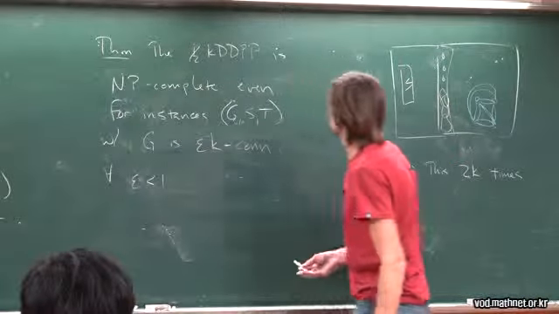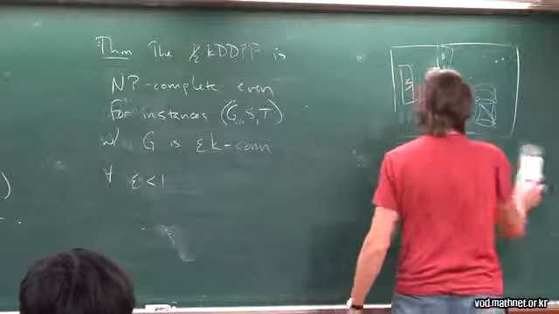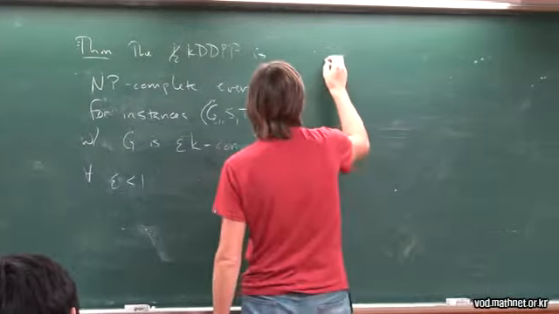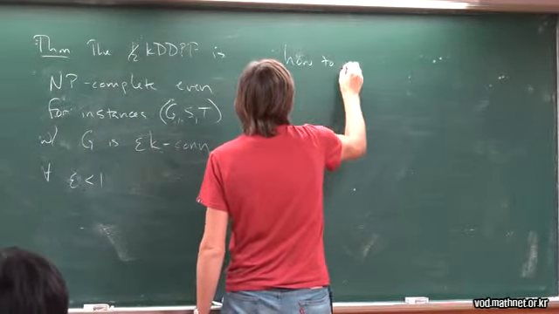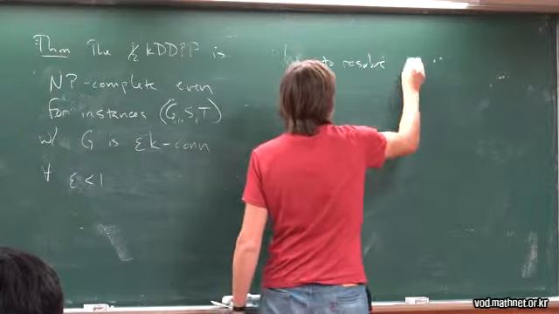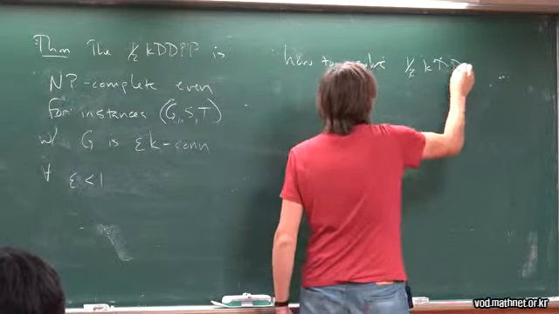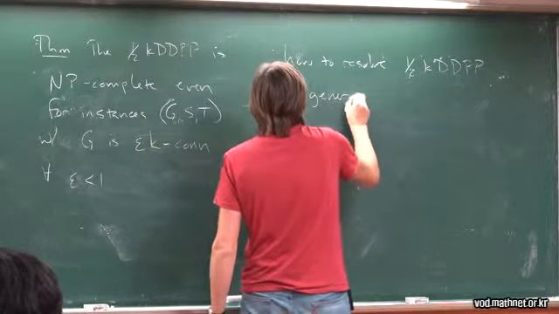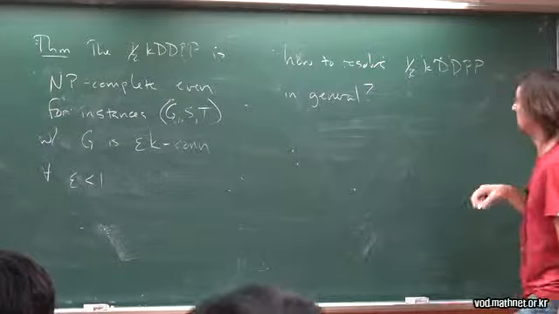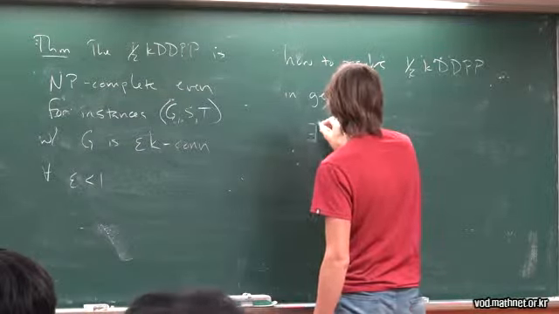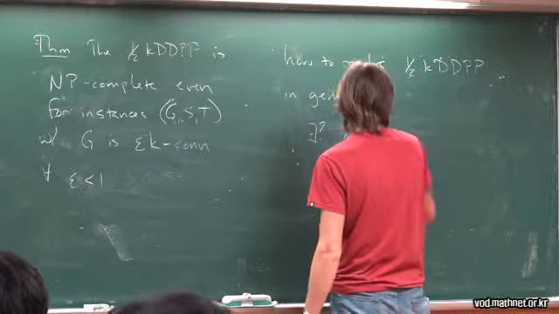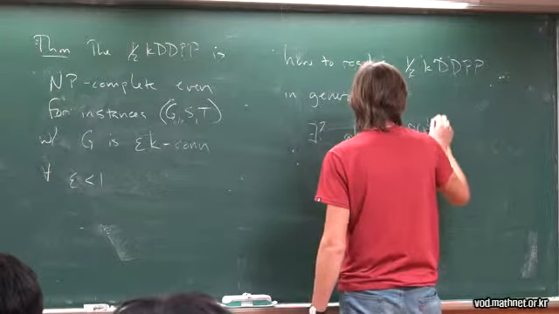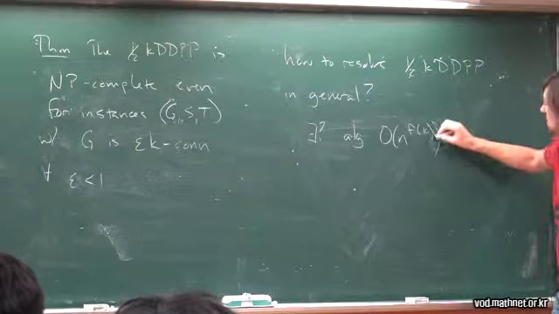And then I think a more interesting open question is, do we really need this bound on connectivity? How do you resolve the half integral k directed disjoint paths problem in general? Specifically, does there exist an algorithm in time O of n to the f of k for some function f of k?